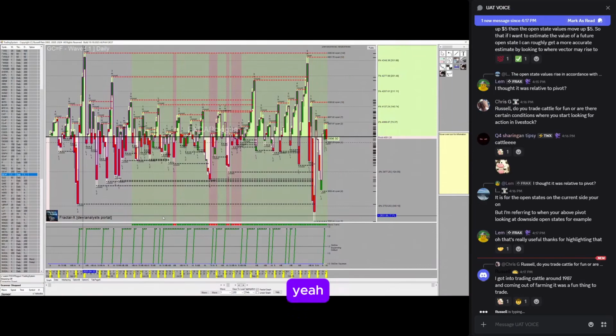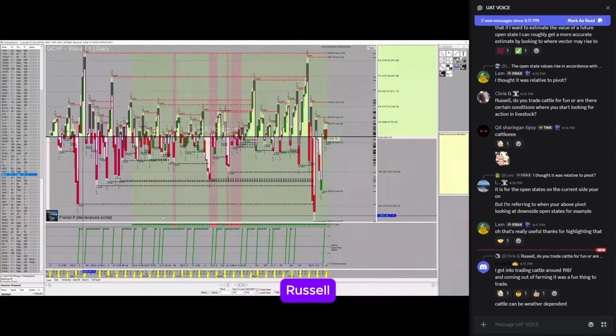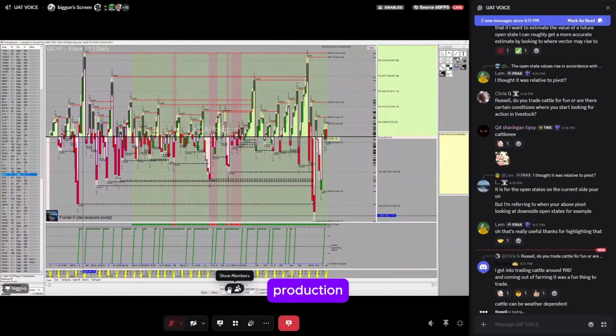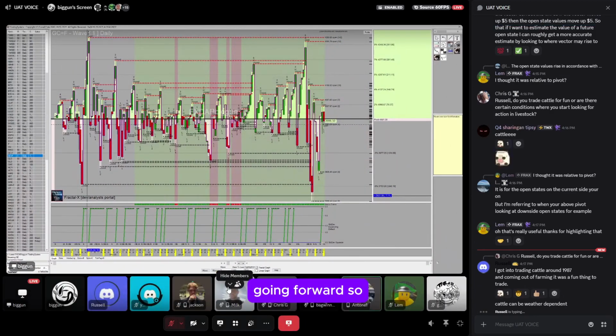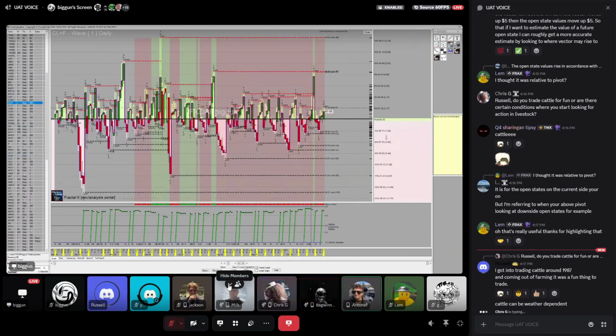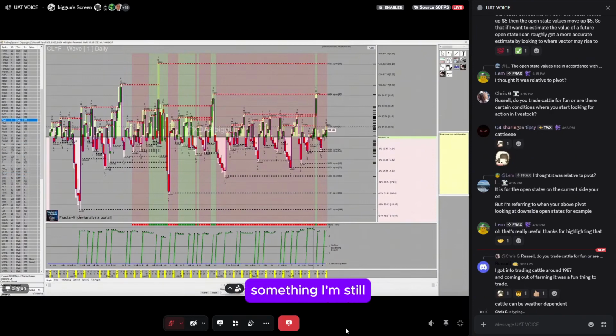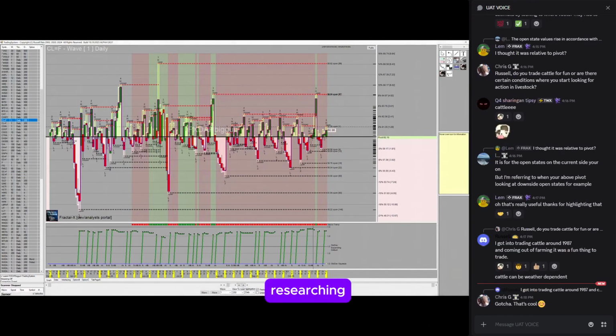I'd like to discuss ConocoPhillips more, if we can, please. We talked about it before, Russell. OPEC just decided today to pause production going forward. So in the small waves and the larger waves, everything's looking pretty good. Earnings is on Thursday. It's something I'm still researching and possibly might take a play on.